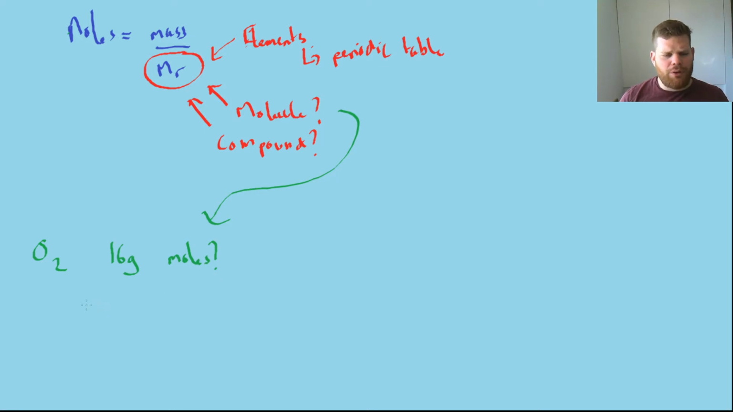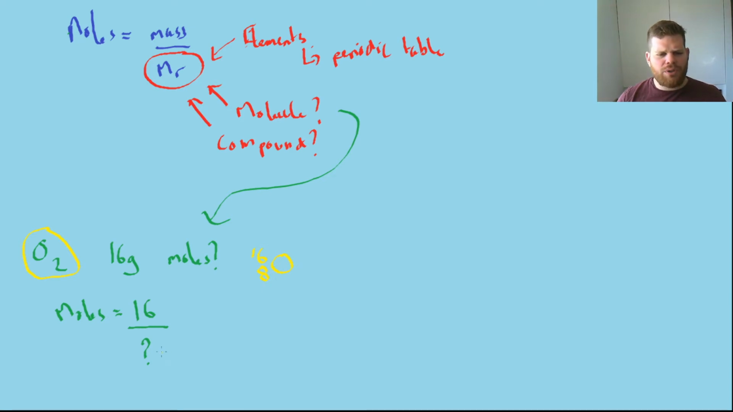If we follow through our logic, we write out our equation, so we know that the moles is going to equal the mass, which in this case is 16, divided by the MR. Now the question is, what is our MR? What we need to look at is O2. If you were to look at oxygen on the periodic table, you'd find that it has the number 8 here, and the number 16 just here. So oxygen has a mass number of 16, an atomic number of 8.